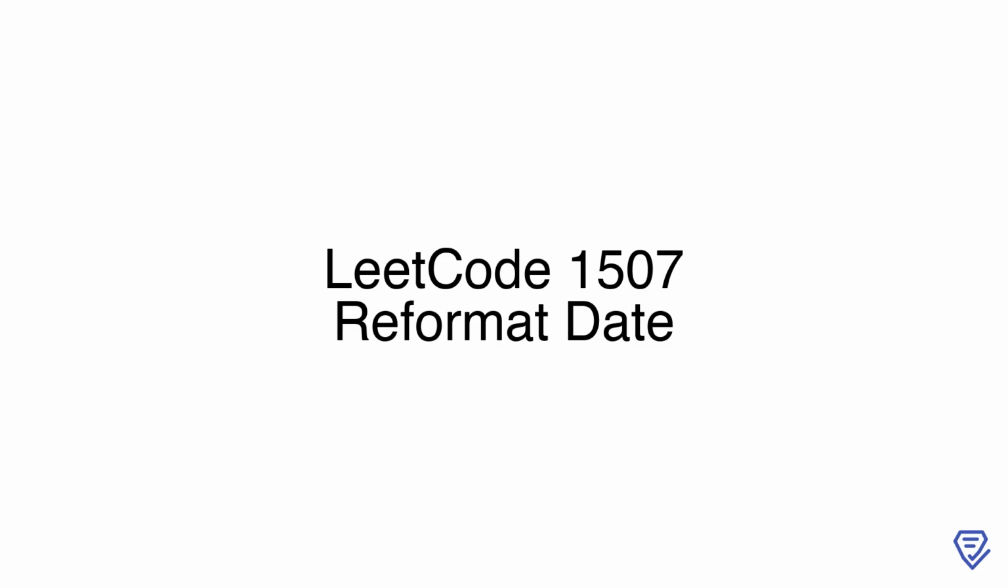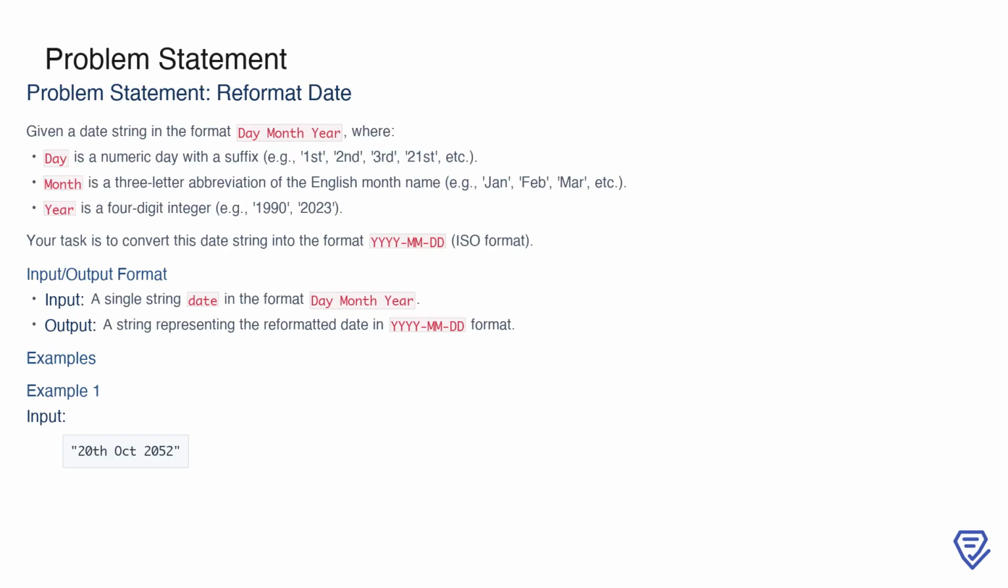Let's dive in. In this problem, you're given a date string in the format day, month, year. The day includes a numerical value followed by a suffix, such as 1st, 2nd, or 21st. The month is a three-letter abbreviation like Jan for January or Oct for October. Lastly, the year is a four-digit number, such as 1990 or 2023.